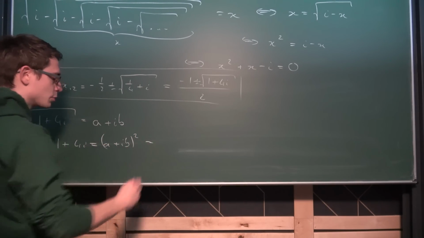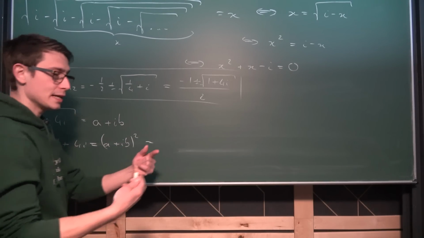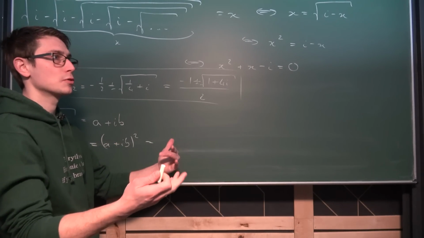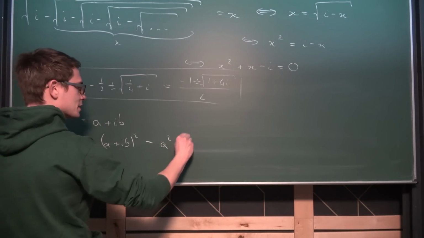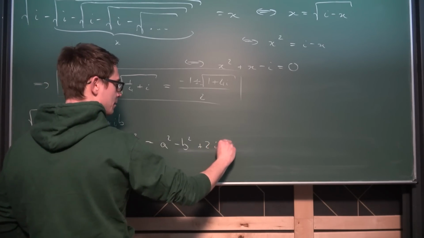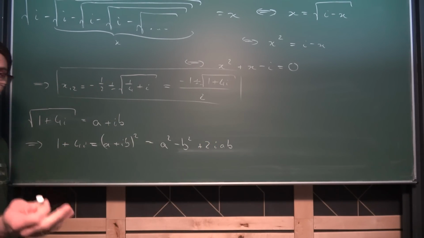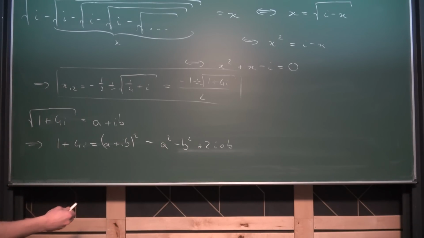And by squaring this, we are going to get a binomial formula just with i as a coefficient, meaning i times b squared is going to turn into negative b squared overall. So this is a squared minus b squared plus 2iab. And now we can simply compare coefficients. And this right here is already the standard form for doing something like this.